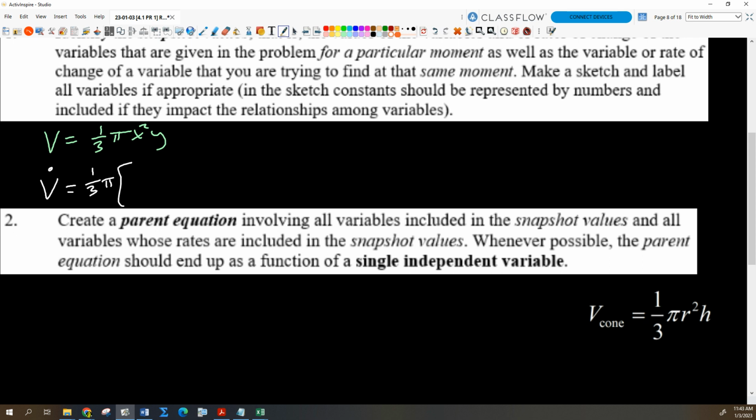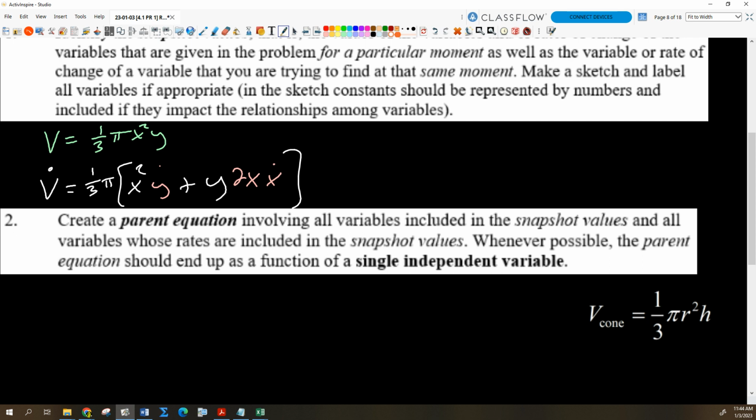So I'm getting 1/3 pi, but I've got a product here, don't I? I've got to use the product rule. The derivative of x squared times y with respect to anything follows the product rule. The way we usually do this is first times derivative of the second plus second times derivative of the first, right? So I will do the first one, x squared times the derivative of y, which is y dot, plus the second times the derivative of the first, which is, I've already been told, 2x x dot.